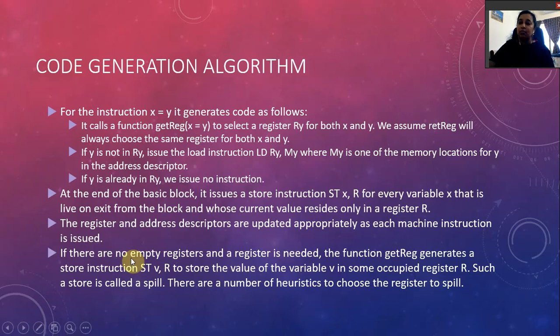So if there are no empty registers, then what are we supposed to do? We are supposed to find a register which has a value which will be used in a very later position, or has a value which will not be used further in your program. In that case, those register contents can be replaced by the required one. How do I select the register? That is based on the heuristic technique which we have. With this, we come to an end of the code generation algorithm. Thank you.